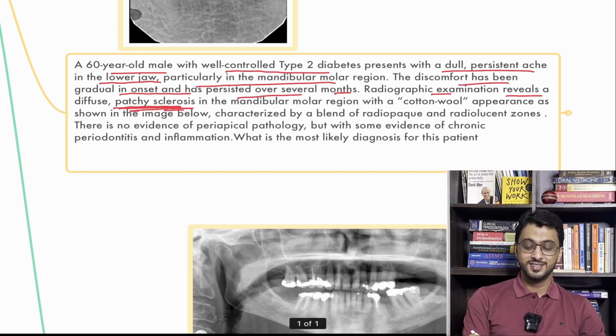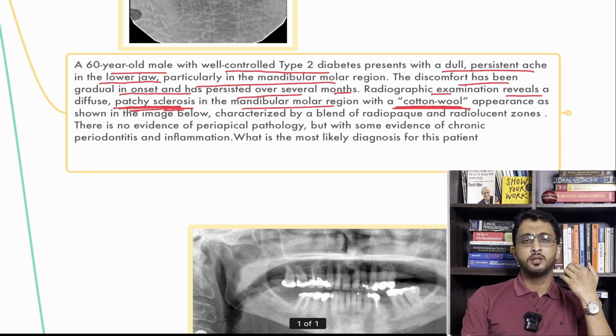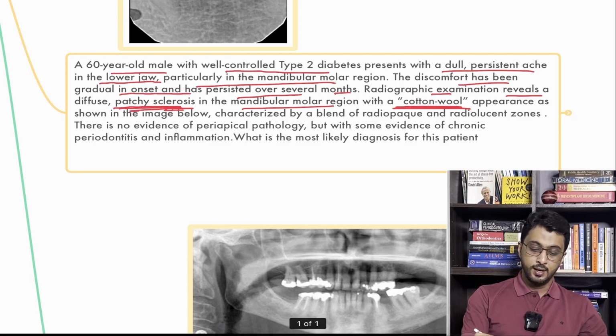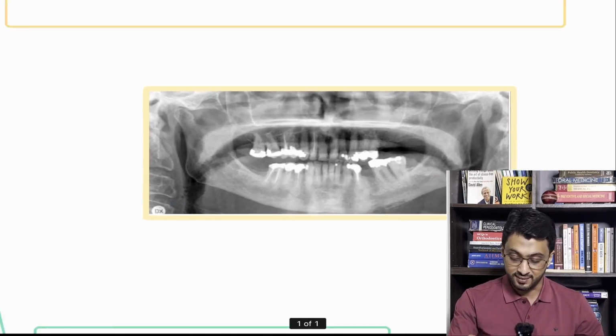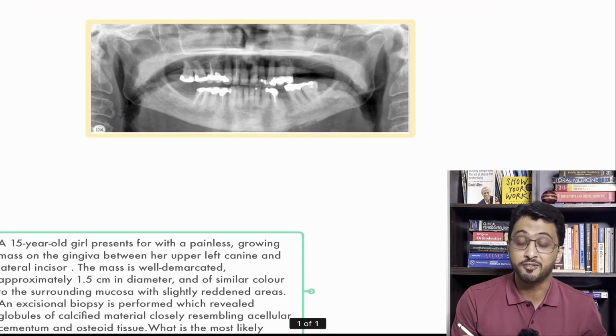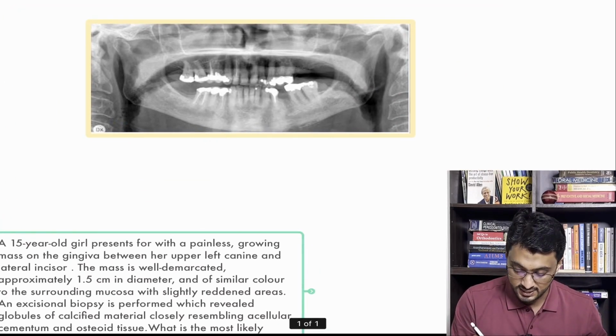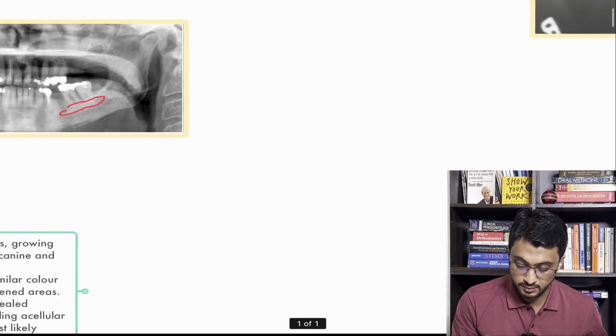Patchy sclerosis, okay, diffuse patchy sclerosis in the mandibular molar region, again with a cotton wool appearance. Now it should be very clear. You don't need to go into all cotton wool appearances which are there. Jump into the option, see which one has got cotton wool appearance. Now in the image as shown in the image below, this image is very vague in fact. You can't see a proper cotton wool appearance here, but I'll show you another image.